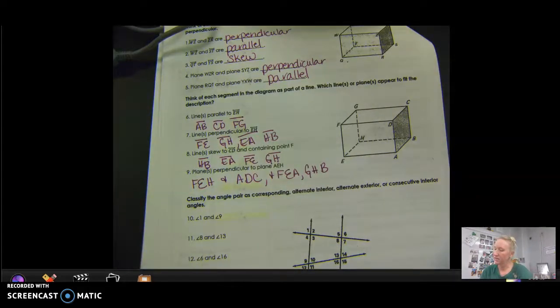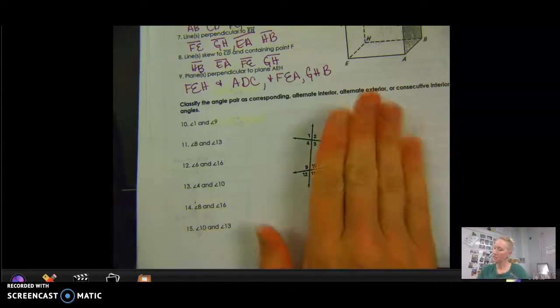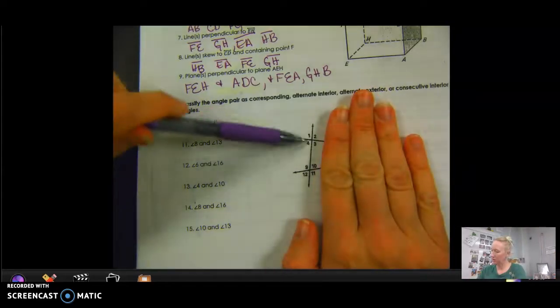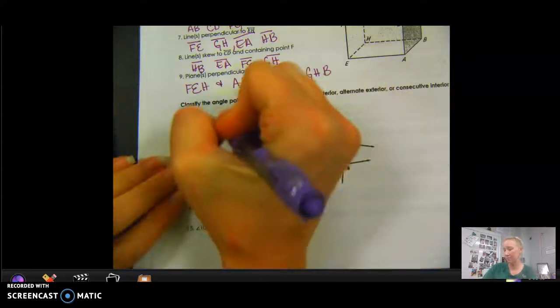Classify the angles as corresponding, alternate interior, alternate exterior, or consecutive interior angles. So what I want you to do is pause me, and use information from the front in the pictures and try to figure this out. Unpause me when you're done. So 1 and 9, so I'm going to cover this side up, so I'm only looking at 1 and 9. So upper left, so those are corresponding.